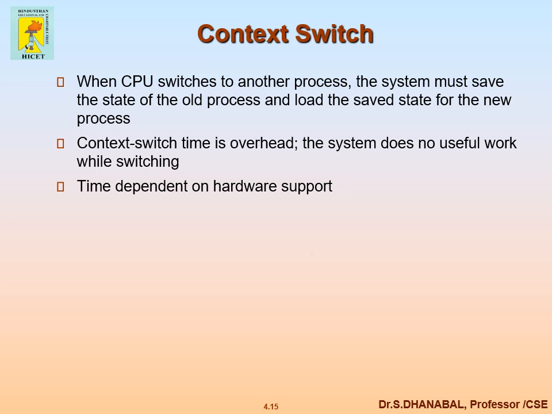Next one is context switch. The CPU switches to another process. In a time sharing system, we switch from one process to another process frequently. The system must save the state of the old process and load the saved state for the new process. Up to what level the process is completed, at what time, and how much time is left to complete the process, everything will be maintained by the CPU.